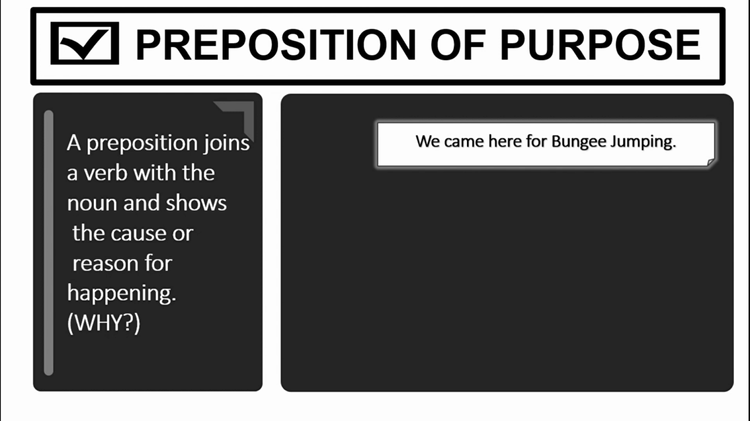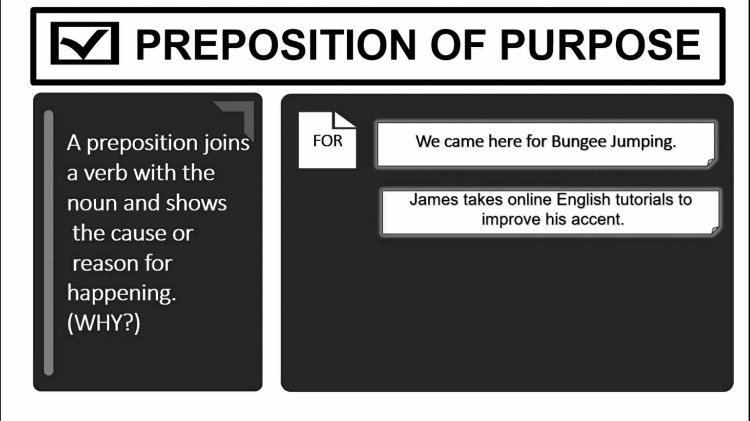So we came here for bungee jumping. Bungee jumping is a noun, and we came here. The purpose of coming here, like came. Why did we come here? So we came here for bungee jumping. So the verb is connected with the noun using the word which shows you the purpose of coming, which is for. The for becomes the preposition of purpose.